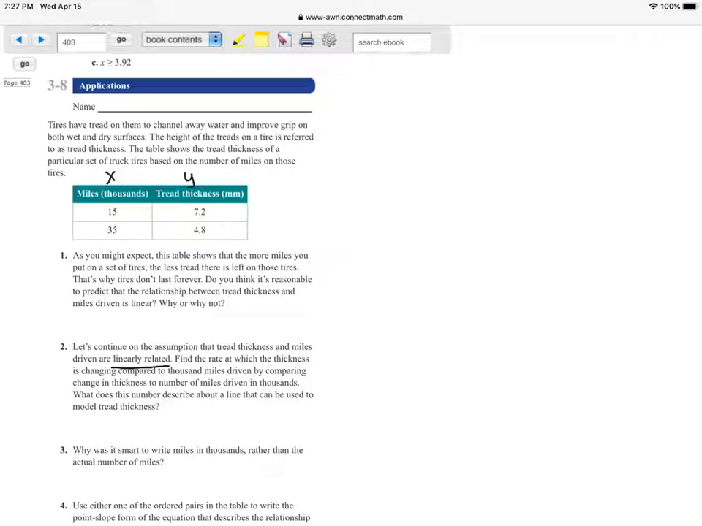Okay. Find the rate, that means they would like the slope, at which the thickness is changing compared to thousands of miles driven by comparing change in thickness to the number of miles driven in thousands. Okay, so they would like the slope, which is y2 minus y1 over x2 minus x1. So let's let this be x1, y1. Let's let this be x2, y2. All right, so 4.8 minus 7.2 divided by 35 minus 15.